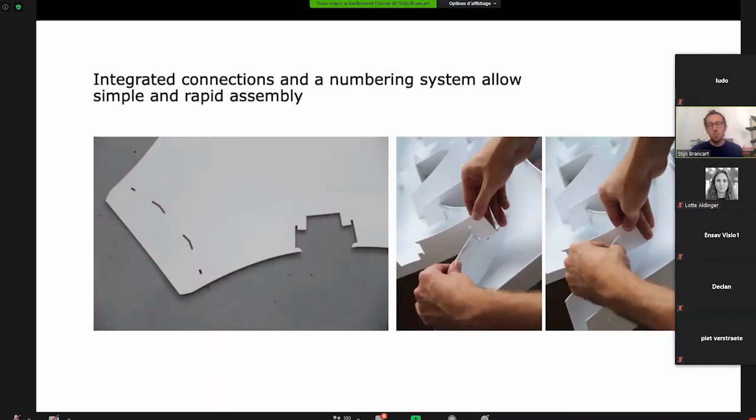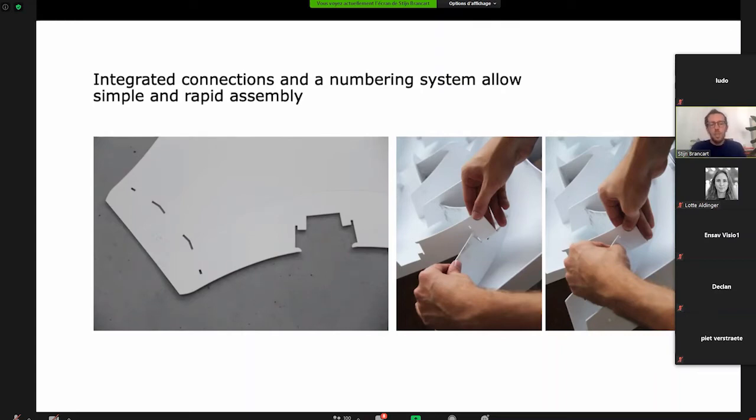Of course, we did have to think about the assembly process. So we have 99 components that can easily be assembled, but the majority of them are also a little bit different. So we really need to be clear about which component goes where. So we had a numbering system. But as you can see, the assembly itself is just clicking these components.